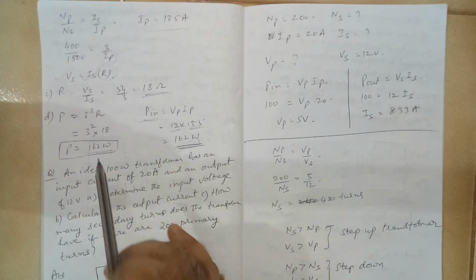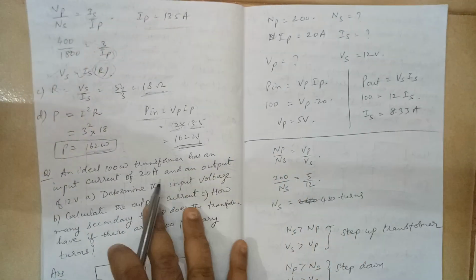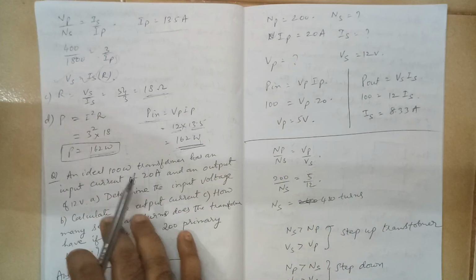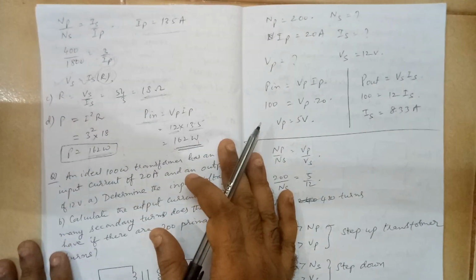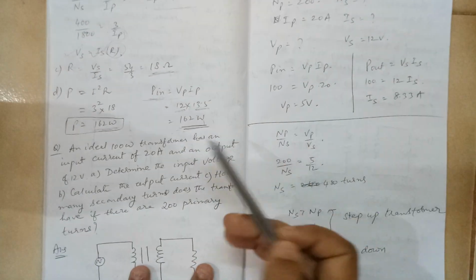You can see here both are same. There are no losses. It's an ideal transformer. Well, practically it is not possible. Some losses will be there, but for theoretical discussion purposes, we are saying that it is an ideal transformer. Let's move to another one.